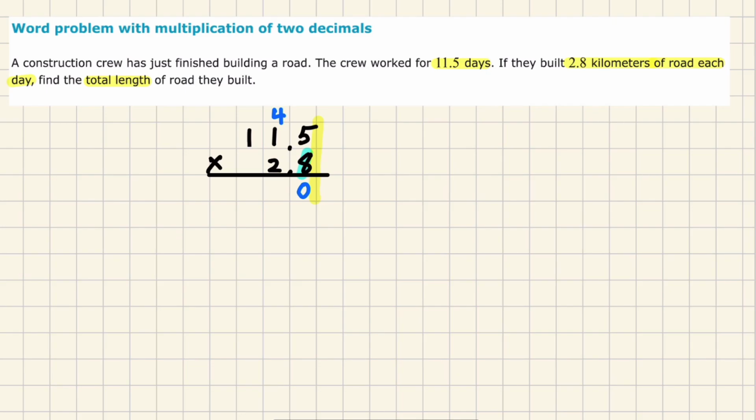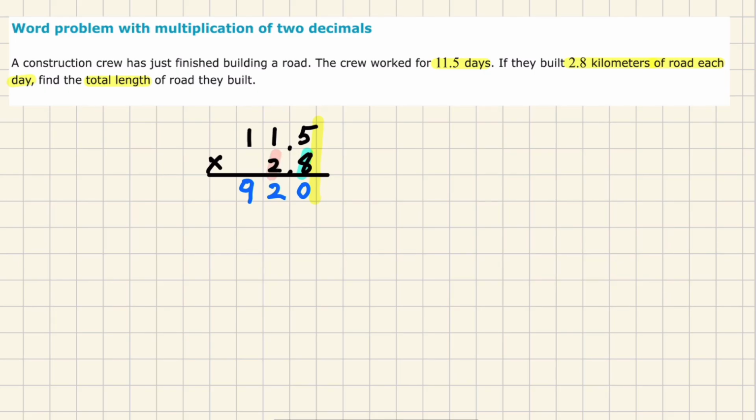8 times 1 is 8 plus 4, a 12. So the 2 comes down, and we carry the 1. And then 8 times 1 is 8 plus 1, a 9. Notice that when we multiplied by 8, the digits started underneath the 8, and we kept our columns. Because next we will multiply by the 2.